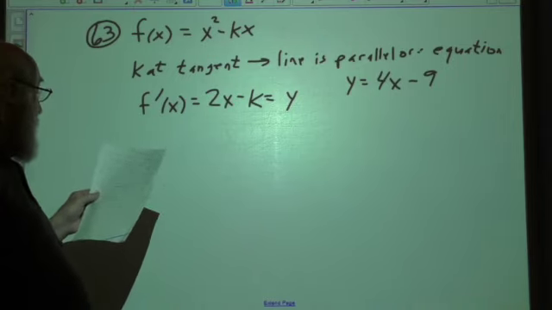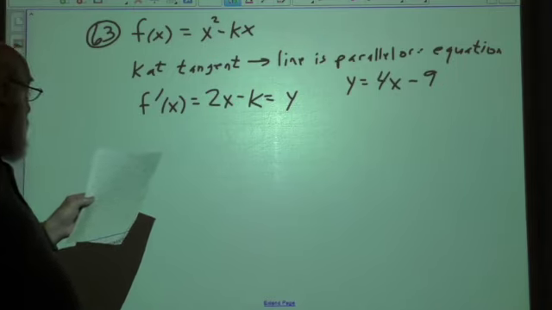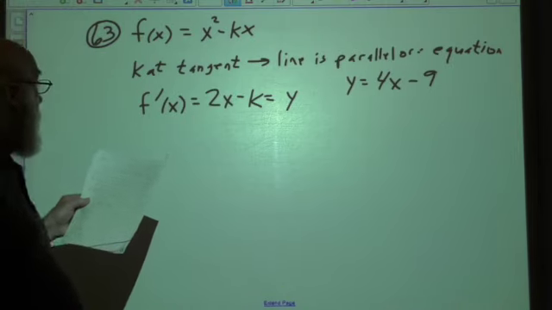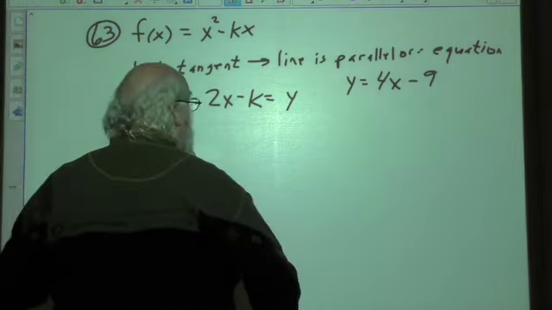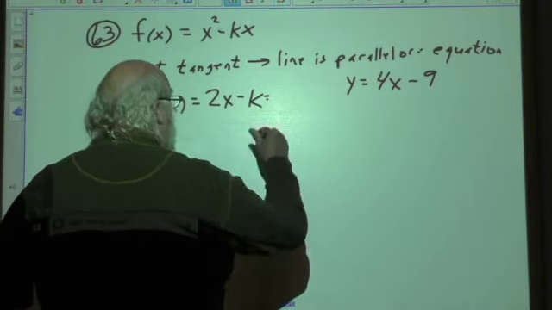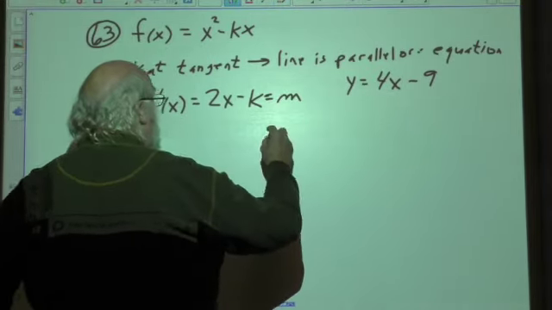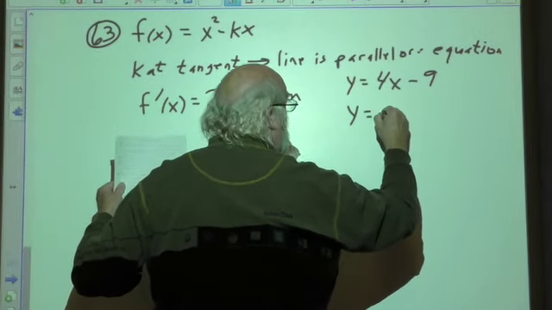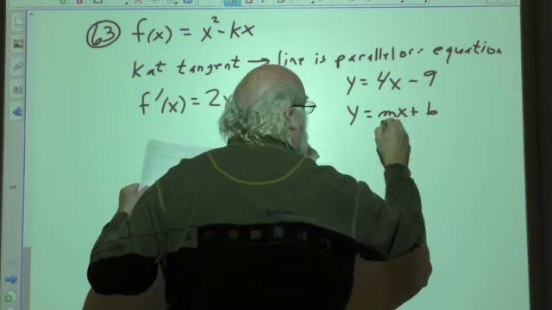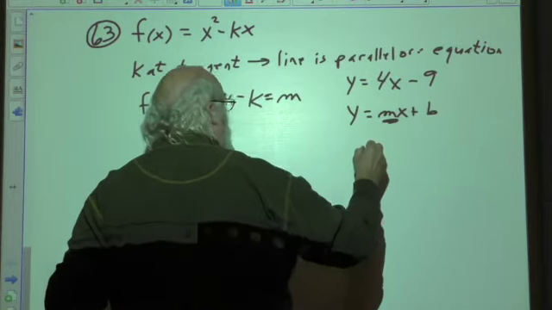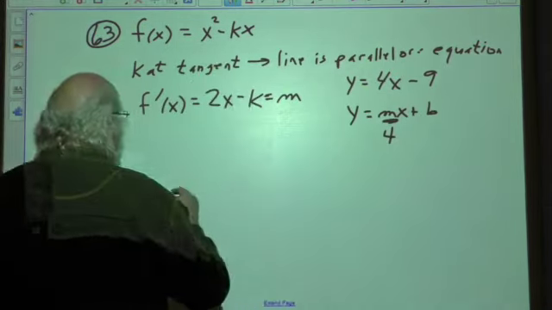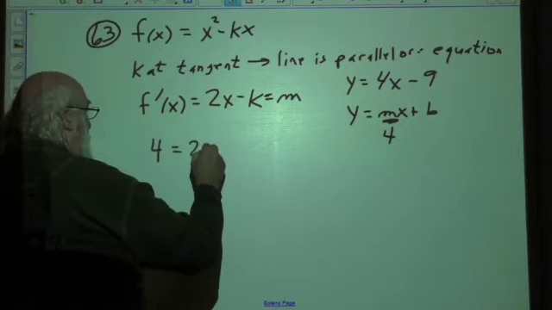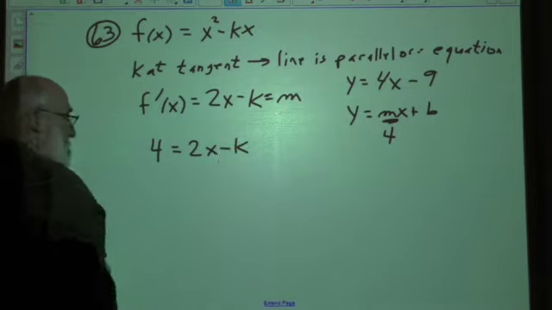So that means these two equations, we are going to be, I'm sorry, that equals the slope, not y, my bad. That equals the slope. We found the slope for this. And we said the slope here, well, what is the slope? This is the formula y equals mx plus b. So m is 4. That means this is going to be 4. So this is going to be 4 equals 2x minus k.